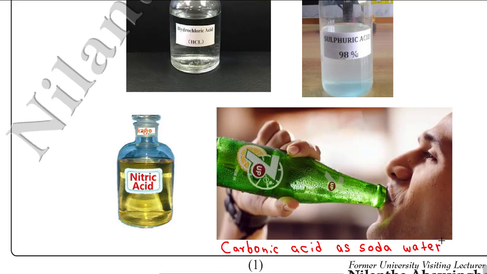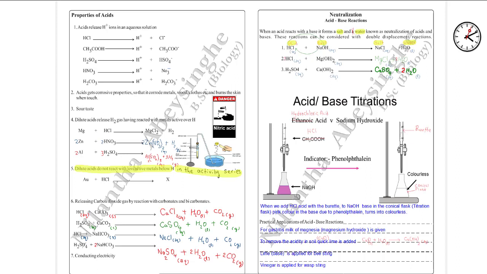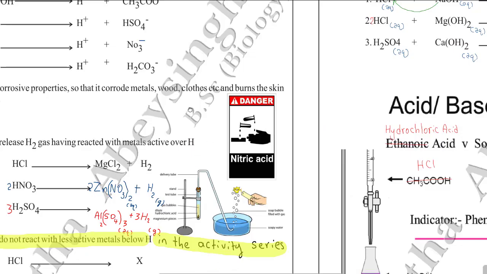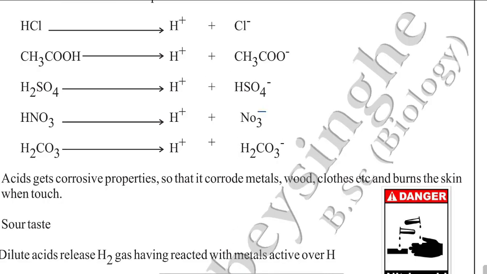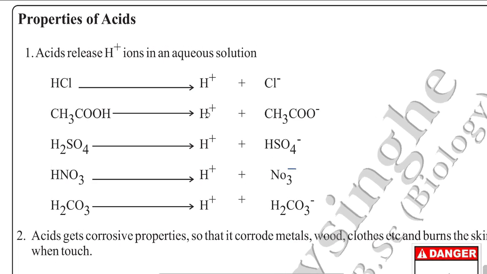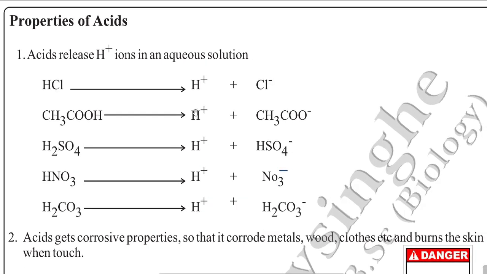And we'll go to the other page, children. If you go to the next page, children, right, I remove the block here. And the properties of acid, children, they give hydrogen plus ions in the solution. These things you can understand very simply, children. The properties of acids.